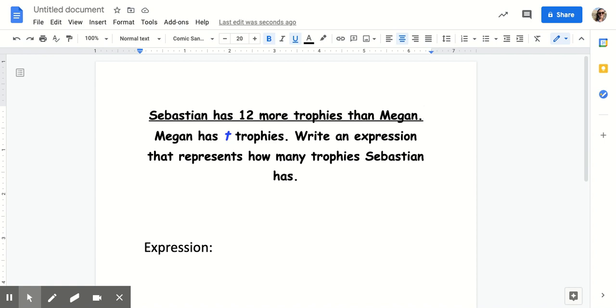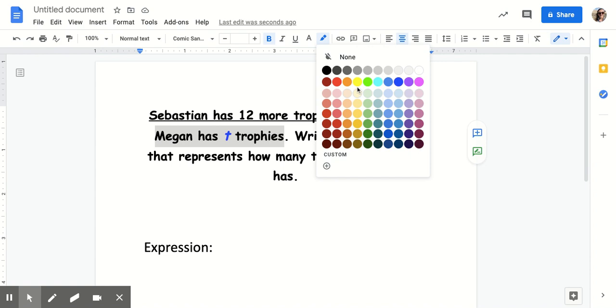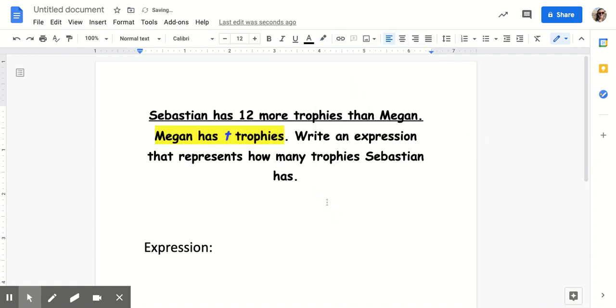Okay, what I don't know here is how many trophies that Megan has. It tells me that she has T trophies, but that's not a real value. So this is clearly something that I don't know and that I need to use a variable for. So I'm going to just highlight this piece of information, or lack of information, really. Okay, so now I've coded what I know already and what I don't know in two different ways.